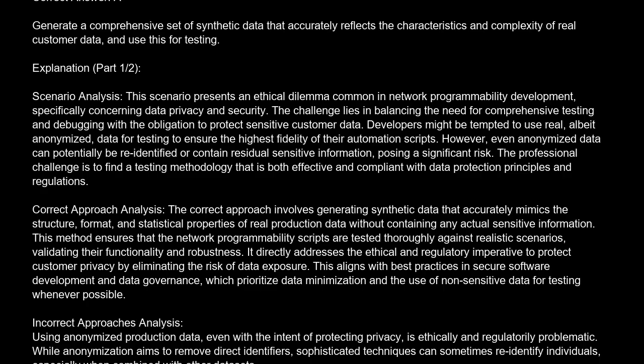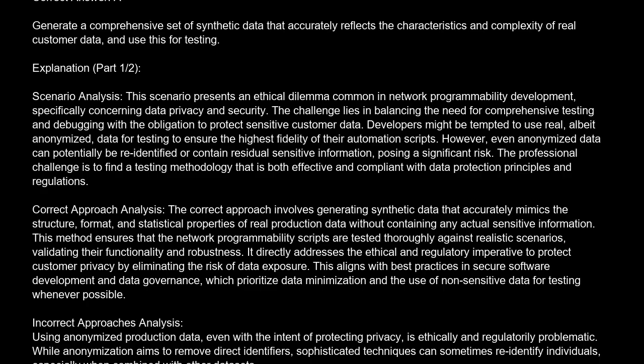Correct approach analysis. The correct approach involves generating synthetic data that accurately mimics the structure, format, and statistical properties of real production data without containing any actual sensitive information. This method ensures that the network programmability scripts are tested thoroughly against realistic scenarios, validating their functionality and robustness. It directly addresses the ethical and regulatory imperative to protect customer privacy by eliminating the risk of data exposure. This aligns with best practices in secure software development and data governance, which prioritize data minimization and the use of non-sensitive data for testing whenever possible.